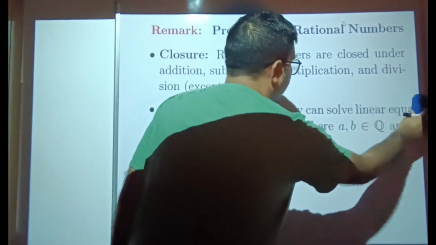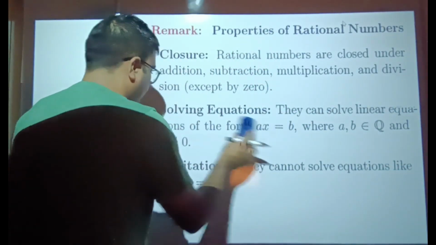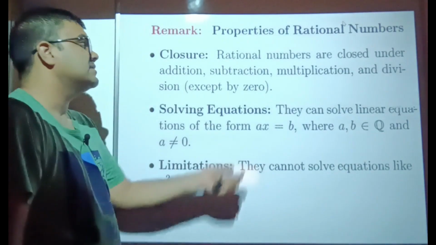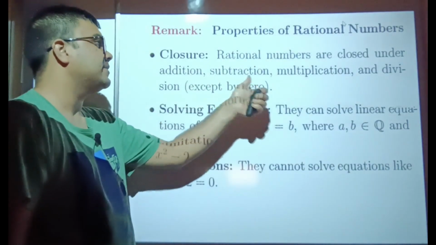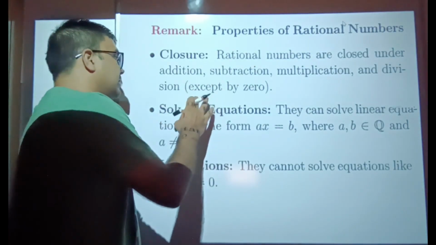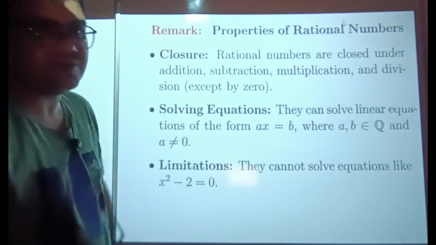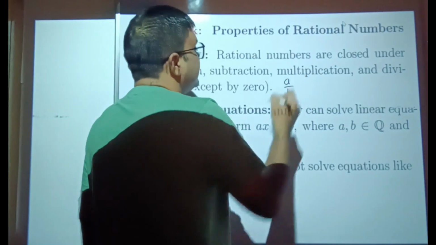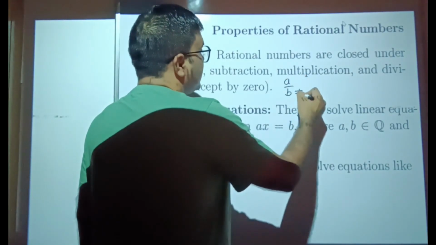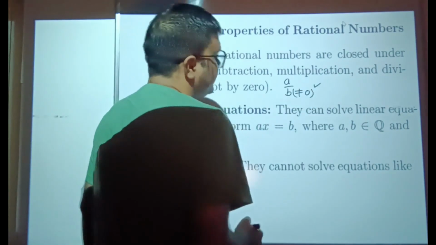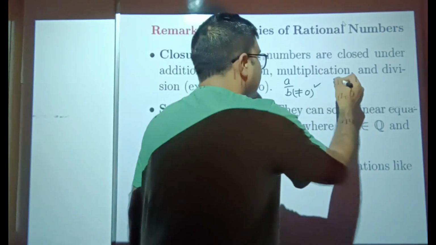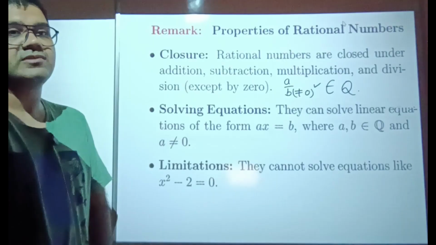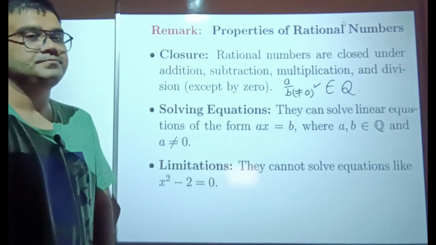Now if we talk about the properties of these numbers, the first property is that rational numbers are closed under addition, subtraction, multiplication and division, except for division by 0. Except for 0 means that when a is divided by b, then b should not be equal to 0. If a and b are rational numbers, then the answer we have here is also a rational number.